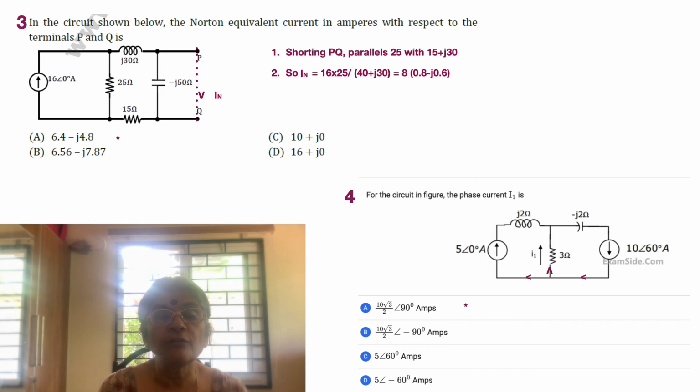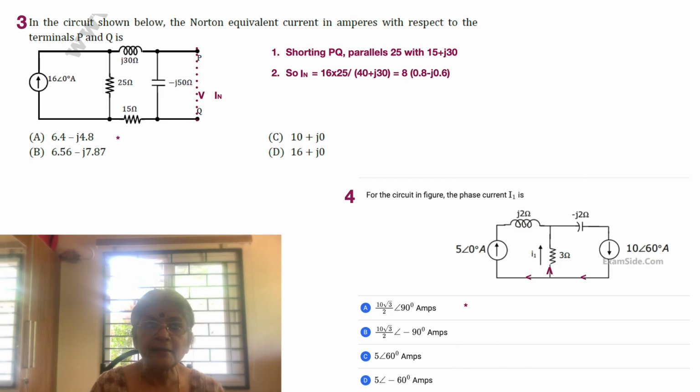Since we are going to repeat such problems again, I'm not going to repeat the whole thing, but I hope you have understood the way the mind can work without using paper or pen: 16 into 25 divided by 50 at angle 36.9. So it's 8, and there's a negative angle on the numerator. With the angle being negative, the horizontal component is 0.8 and the vertical component is 0.6 with the sign negative, so it's minus j0.6.